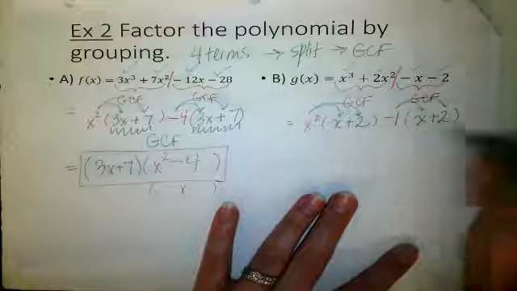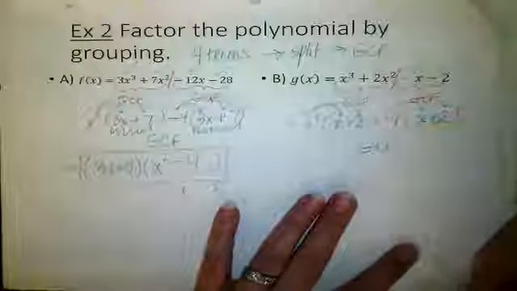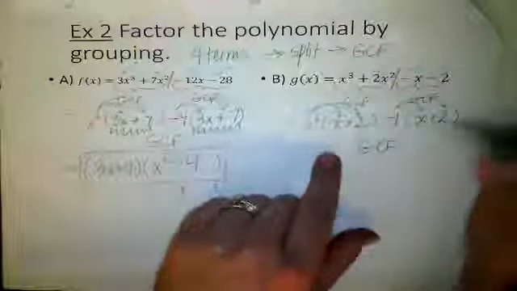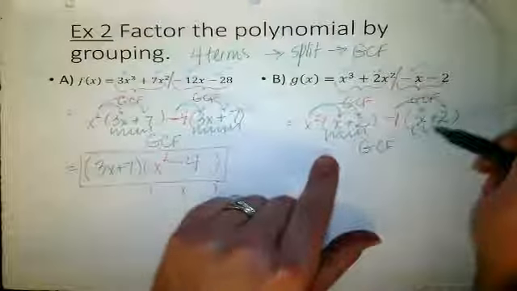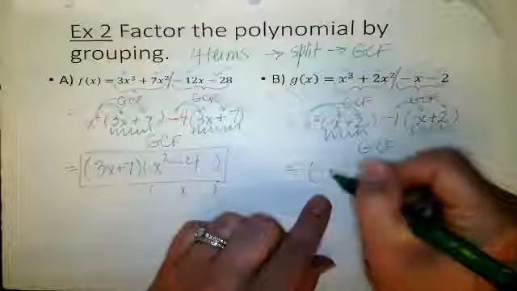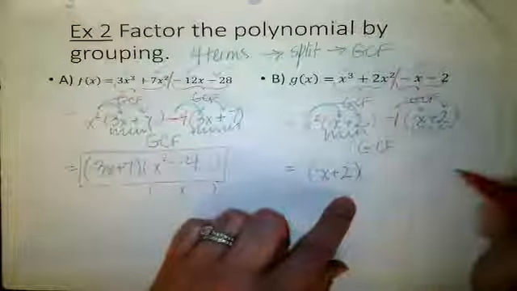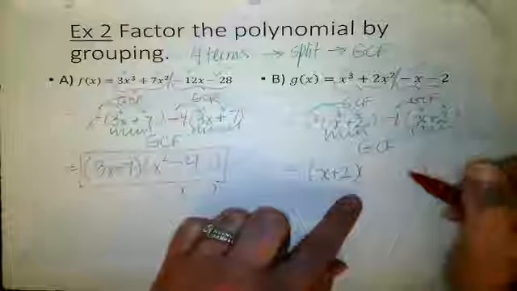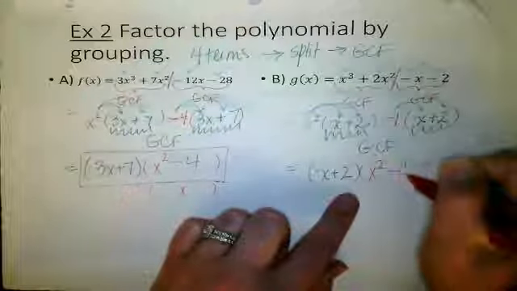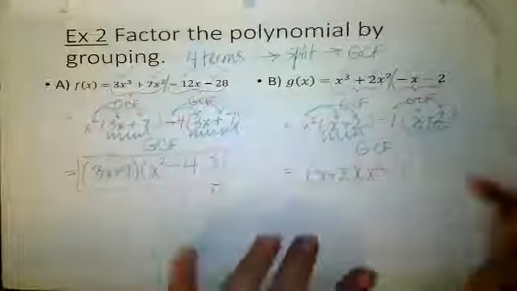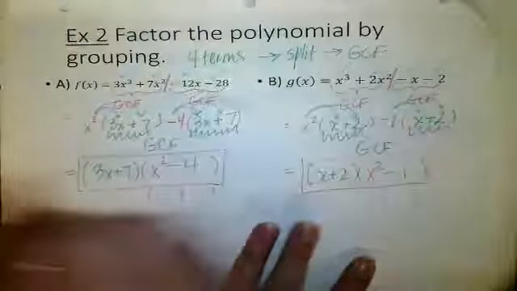And then we do the GCF one more time. What do they have in common now? They both have an x plus 2 in common. So we're going to pull out that common factor. And what's left over? X squared and the minus 1. That's why I use colors here. I think the colors are super duper helpful.